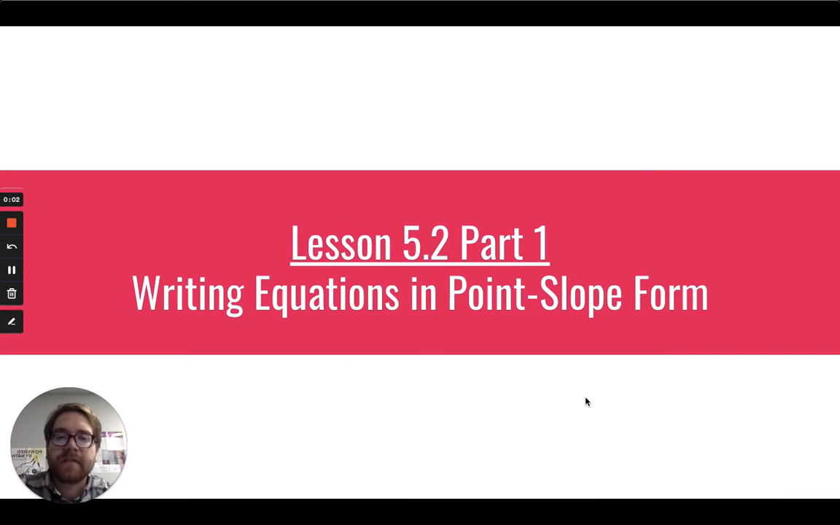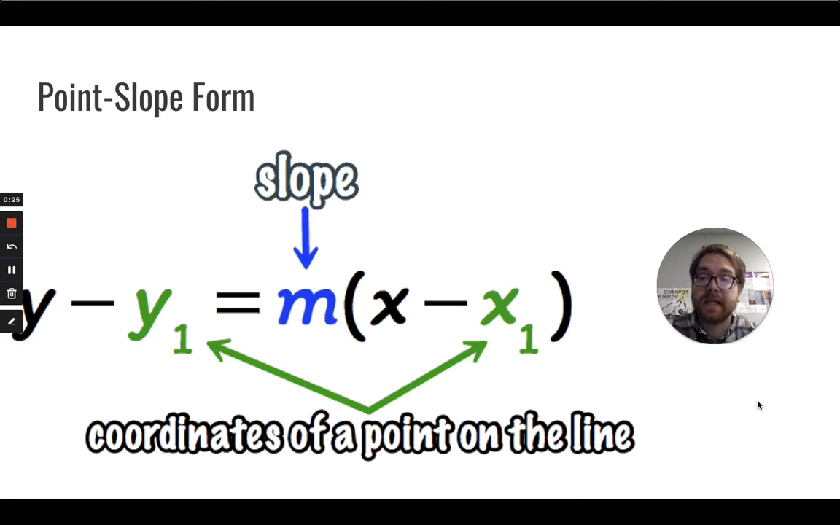All right, this is lesson 5.2, part 1. In this lesson, we'll be learning how to write linear equations in point-slope form. If you remember, in the last lesson we were talking about slope-intercept form. In this lesson, we're going to talk about a different form, point-slope form. Point-slope form looks like this.